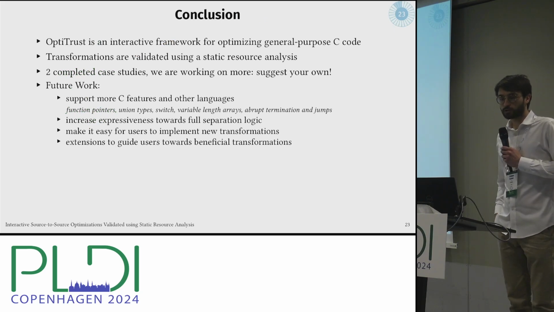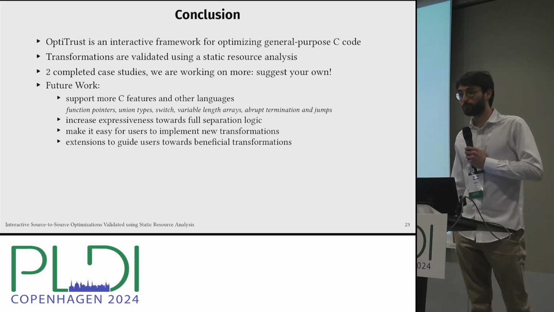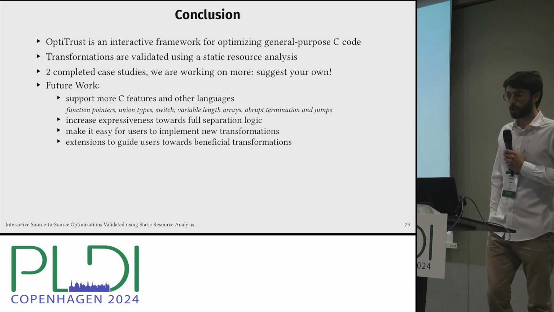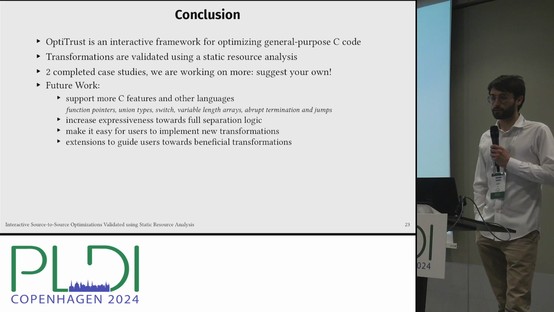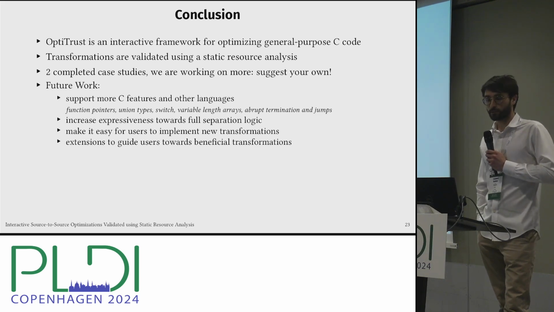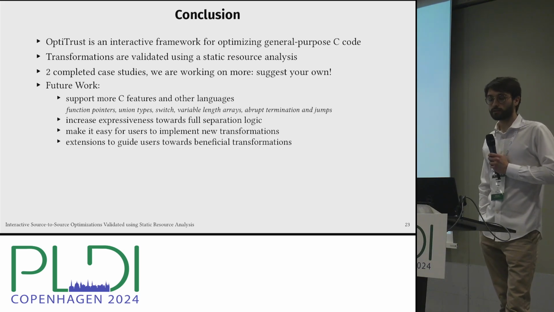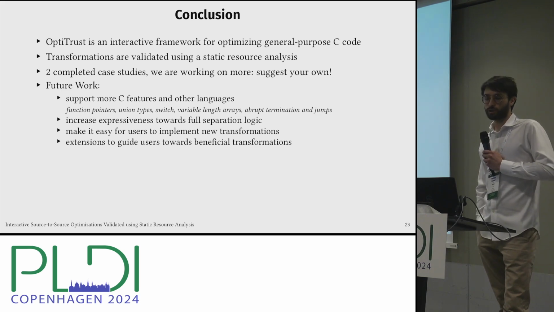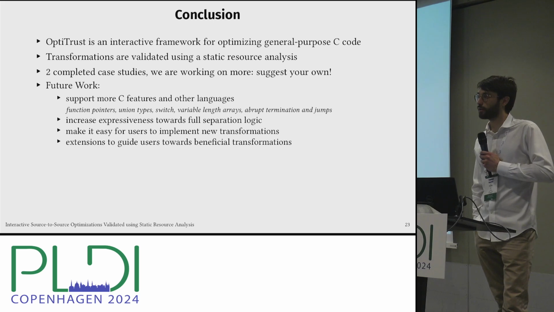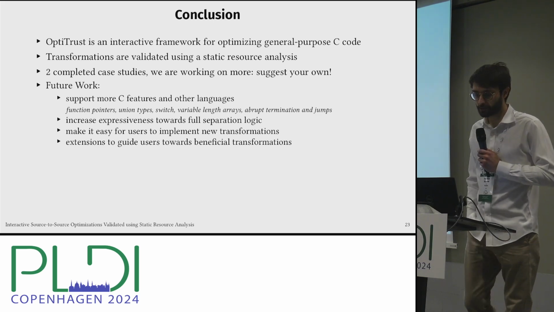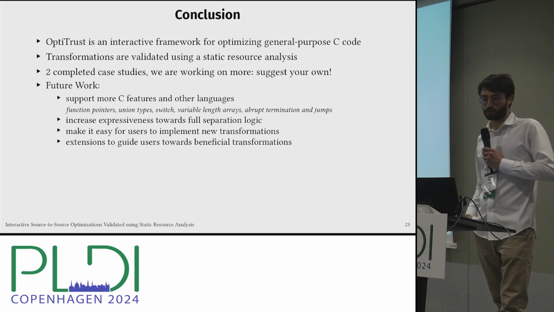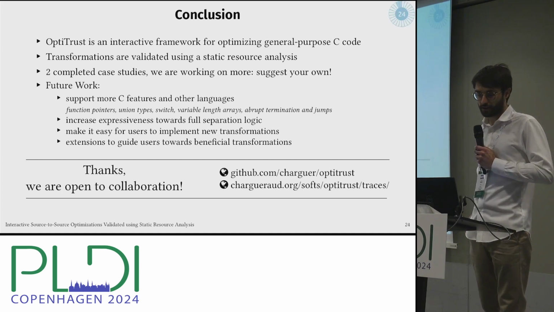So to conclude, OptiTrust is an interactive framework for optimizing general purpose C code. Transformations are validated using a static resource analysis. We've completed 2 case studies. We are working on more, and we're interested in hearing if you have other case studies in mind. We have a lot of future work in mind as well.